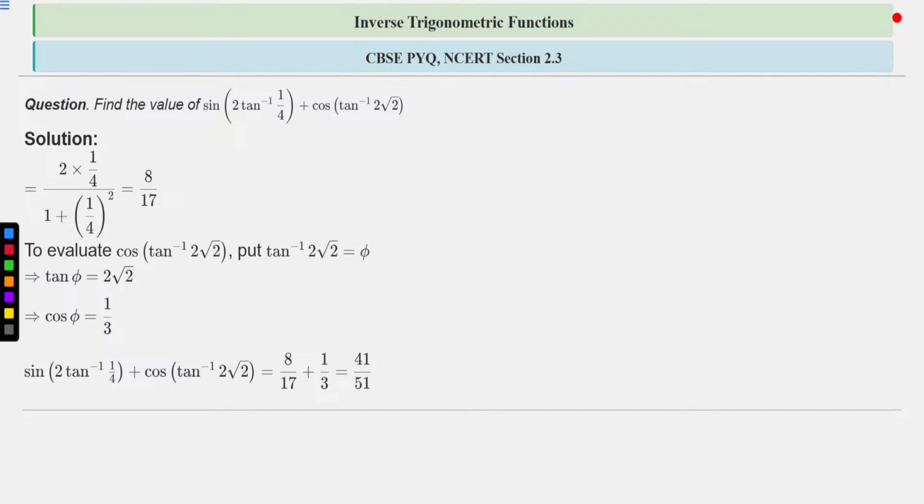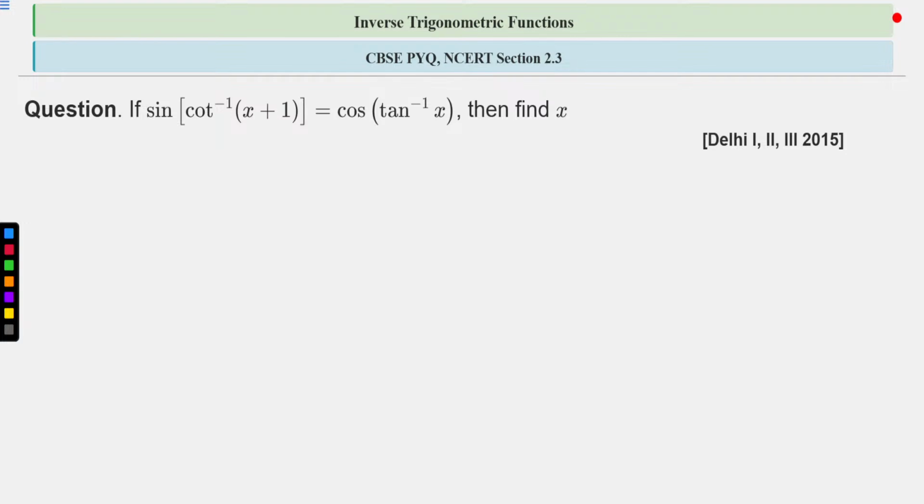Okay, let's move to the solution part. Let's move to the next question, right? Next question is, if sine cot inverse x plus 1 is equal to cos tan inverse x, then we have to find the value of x here, right? The expression is given as, if sine of cot inverse x plus 1 is equal to cos of tan inverse x, then we need to find the value of x, right?